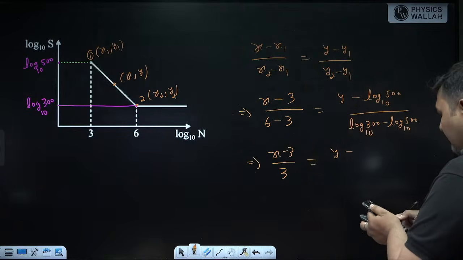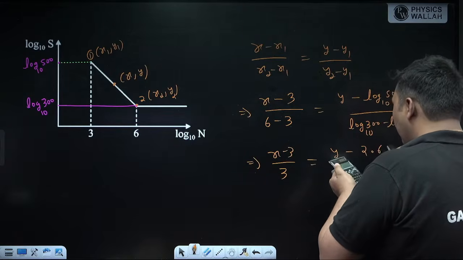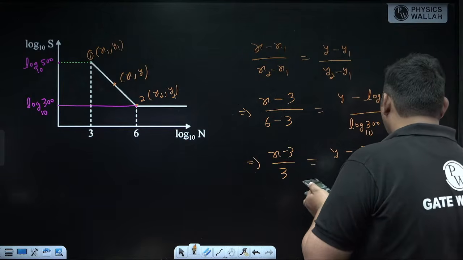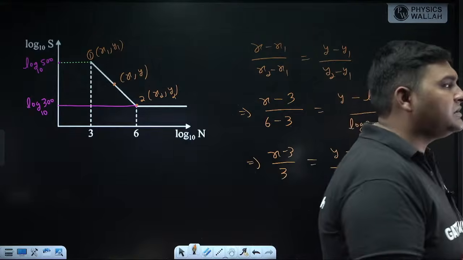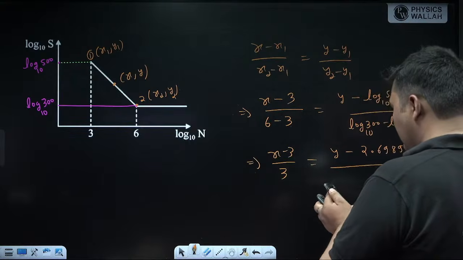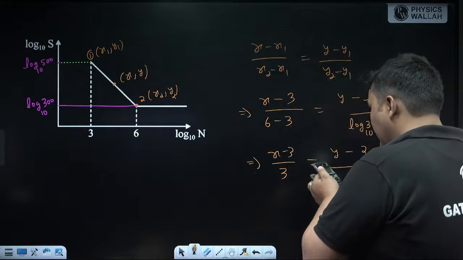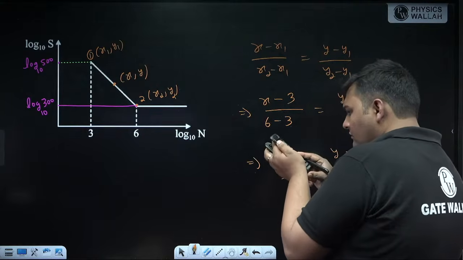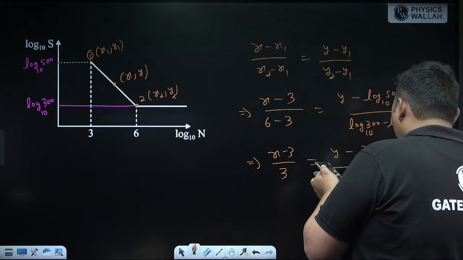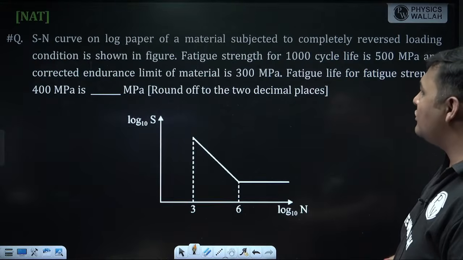So it will be y minus log 500. In the calculator, log is log of base 10, 2.69897, divided by log 300 minus log 500. It is coming minus 0.22184. Okay. So this is the equation. Now from this equation, if you know x, you can calculate y. If you know y, you can calculate x.